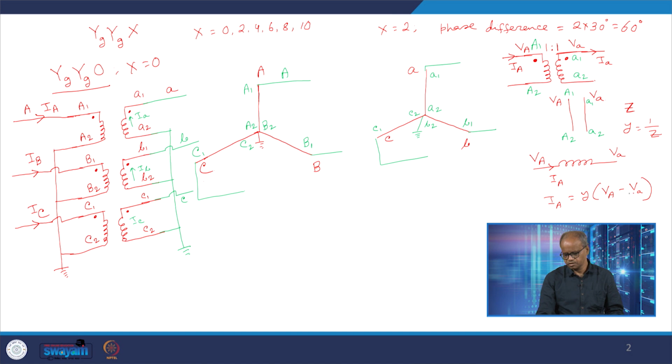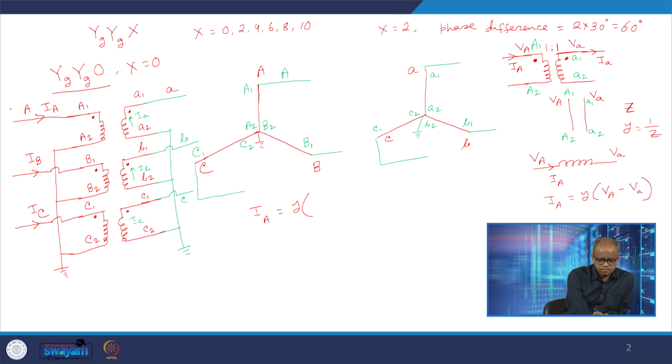So it is the difference of the voltages at the two dot positions. So if I use the same principle here, from here I can write down the same thing. So I can say now here, IA would be Y into the voltage across the terminal A1, A2, which is V capital A.